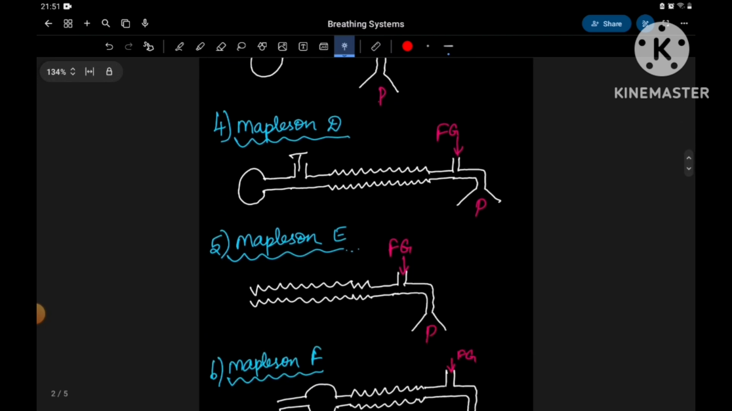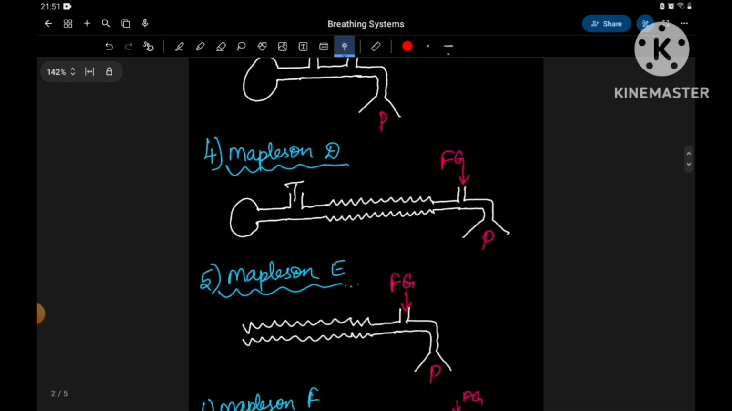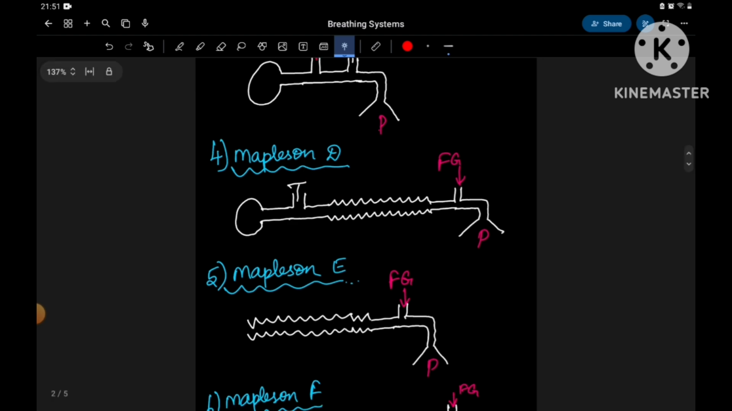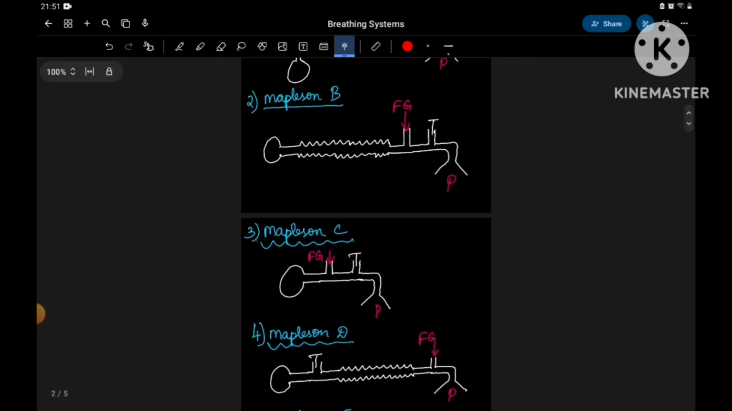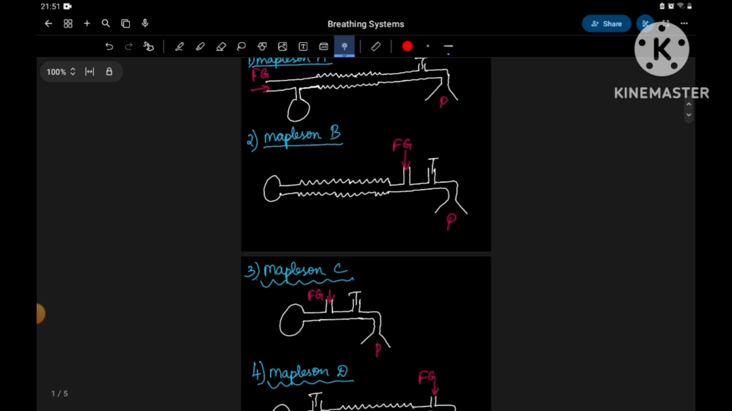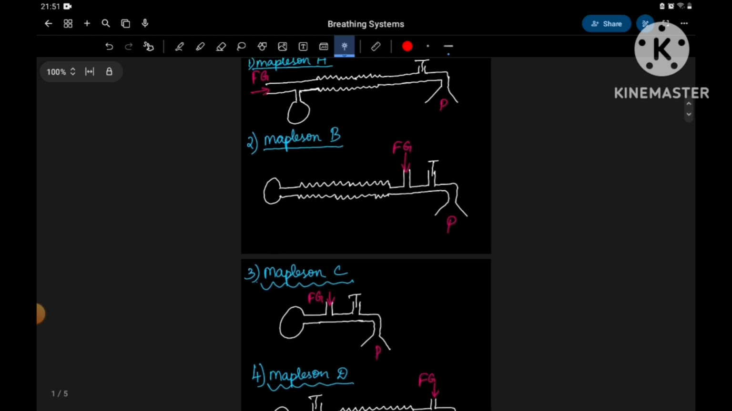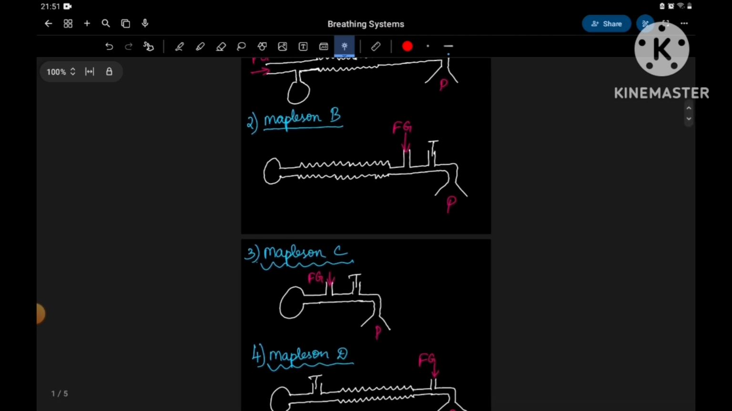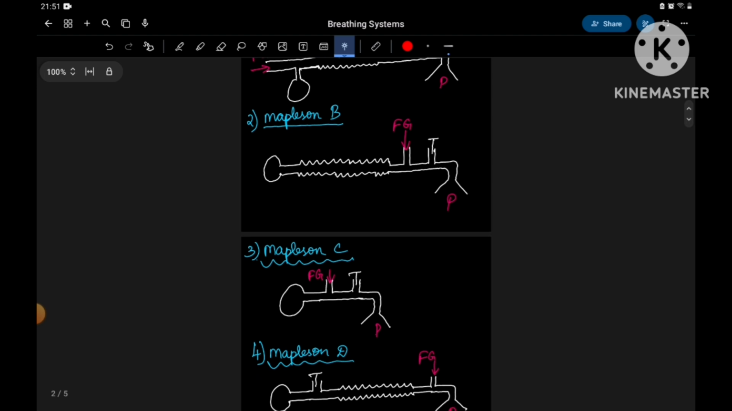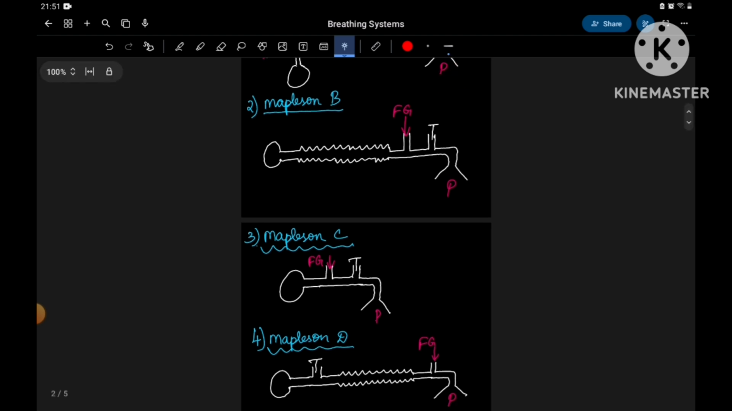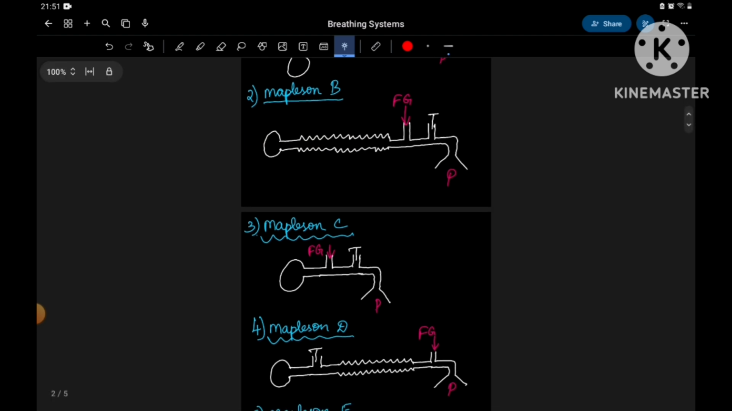Next, Mapleson D, E, F. See, this similarly looks like A, no? This almost looks close to A. Wait, I'll show it in one shot so that you can see it. See, this is almost similar. Mapleson A, you can see the reservoir bag is there. Same, corrugated tube is there. Patient end is there. But what is different? Actually, it's more close to B, right? But one thing is different. Come on, what is it? Could you identify it? Yes.